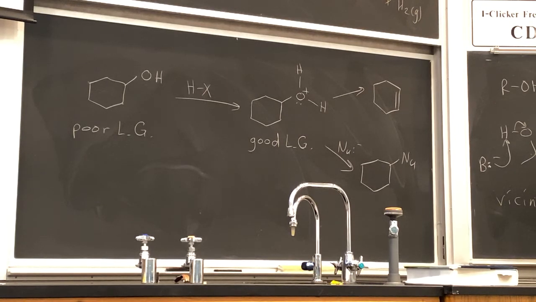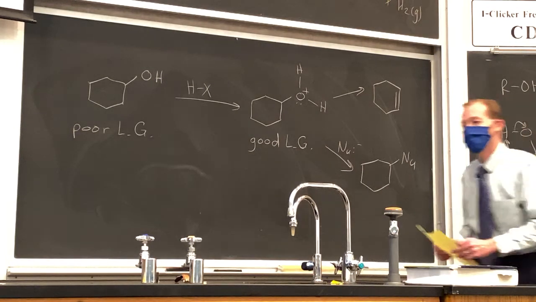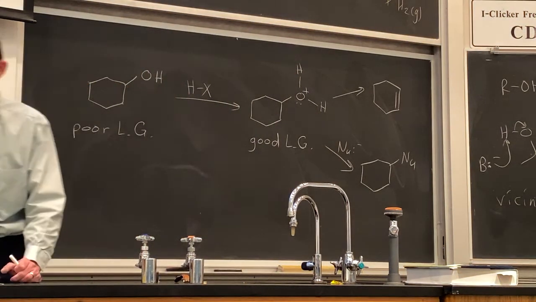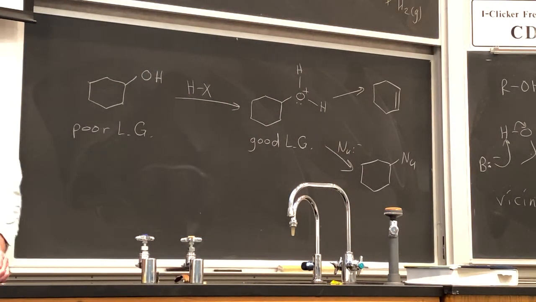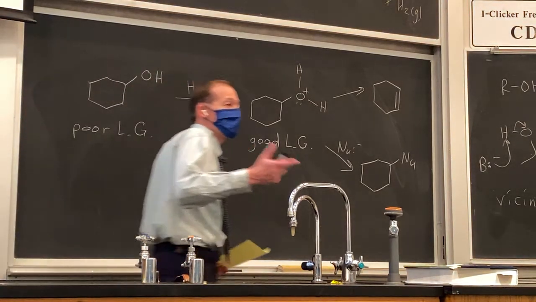There could be an equilibrium there, but if HX is a stronger acid than this, then the equilibrium will favor this, because this would be a weaker acid than HX. Okay? Depending, we'll show you the most convenient way to do an elimination. There is a way to do it very conveniently where you don't actually have to add any reagents to the mixture.